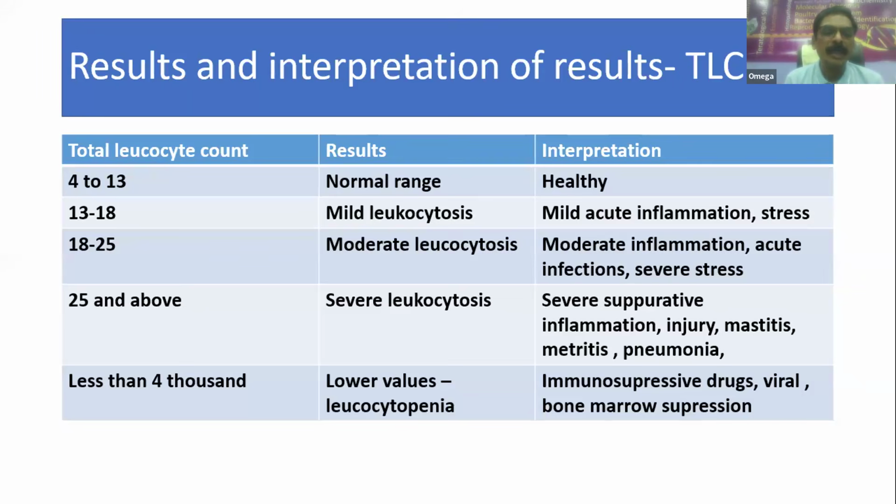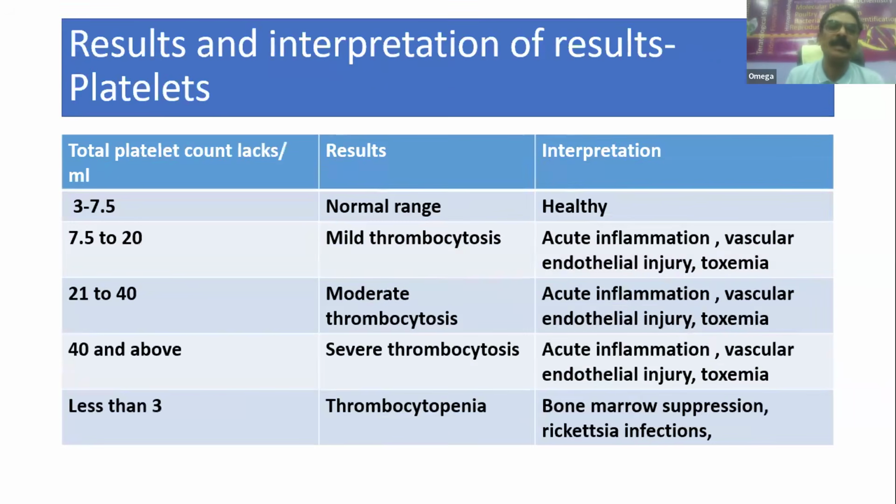Then if the count is less than 4,000, leukocytopenia is generally observed. It is due to immunosuppression and immunosuppressive drugs, viral infections, and bone marrow suppression. So these are the conditions and interpretation of the TLC.